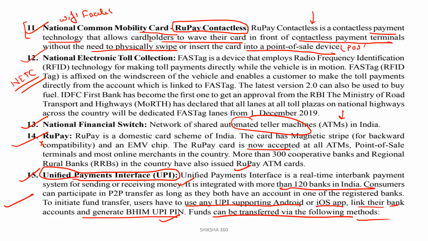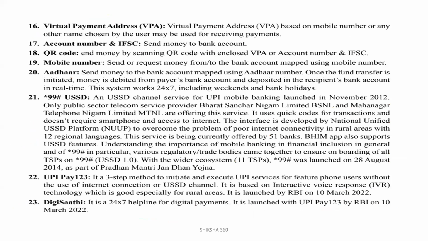Okay. Just you have to register the UPI on your mobile number and link your account with respect to that. Next one is the VPA, account number and IFSC. Clear, we have already covered VPA, that is virtual payment address. A virtual payment address based on the mobile number or any other name chosen by the user may be used for receiving payments.